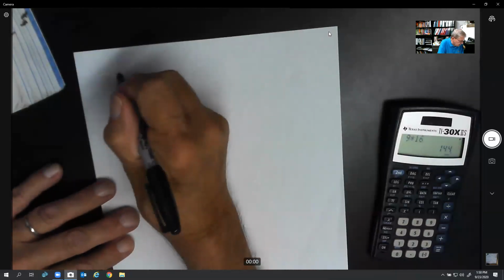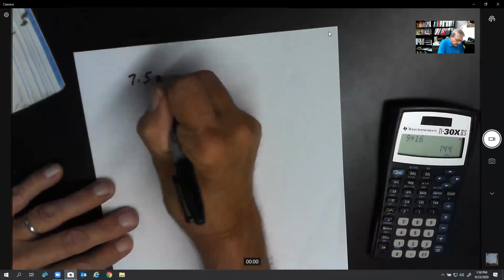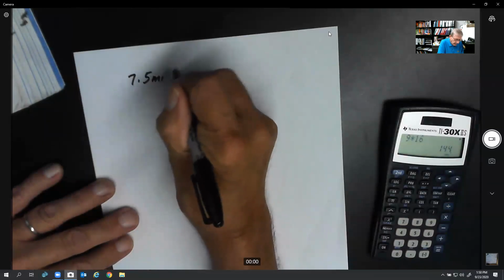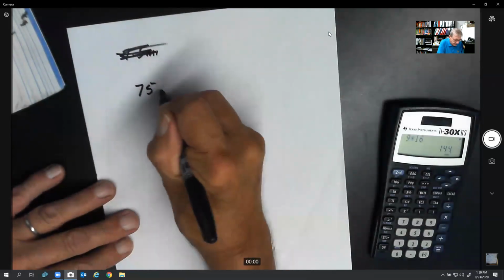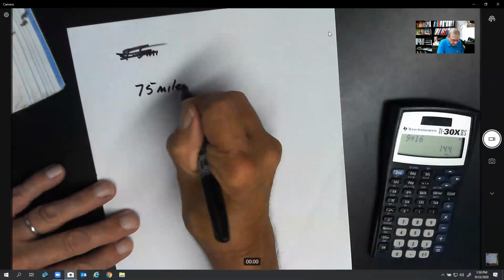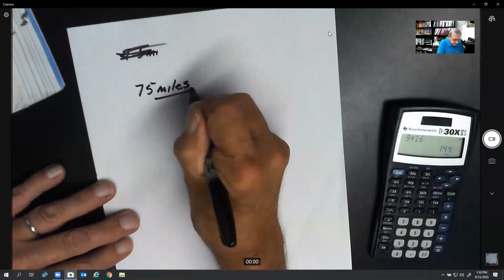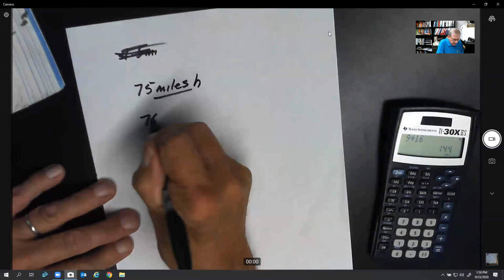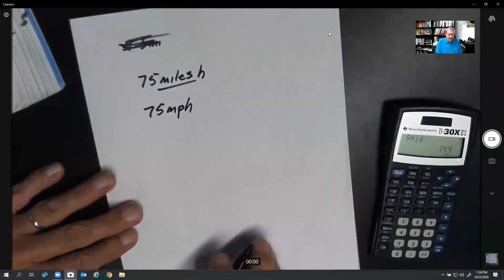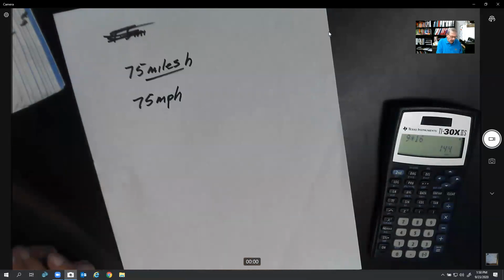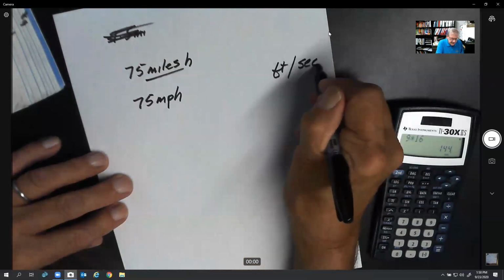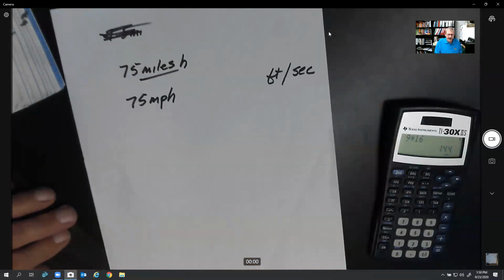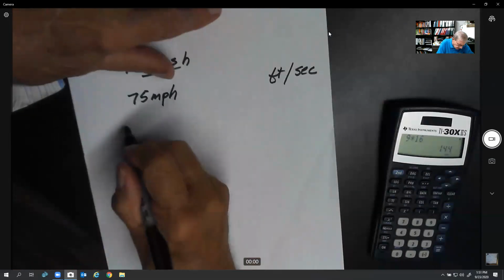So here I'm going to do another tricky one. A car goes 75 miles per hour. Sounds pretty slow, huh? Sometimes they write that way, mph, miles per hour. So how are we going to convert that? We want to convert that to feet per second. How fast is this car going? Feet per second. So let's write it this way.